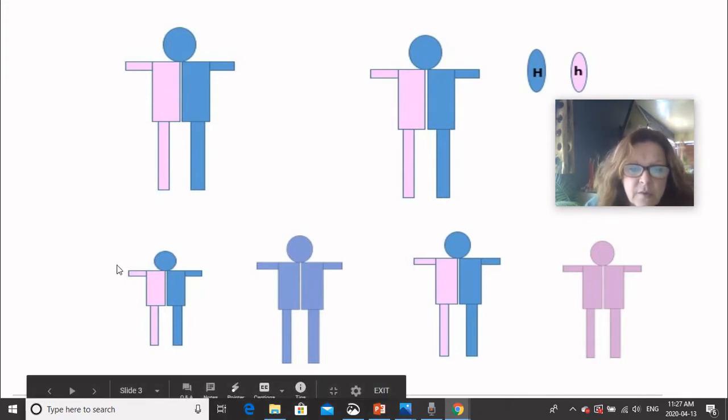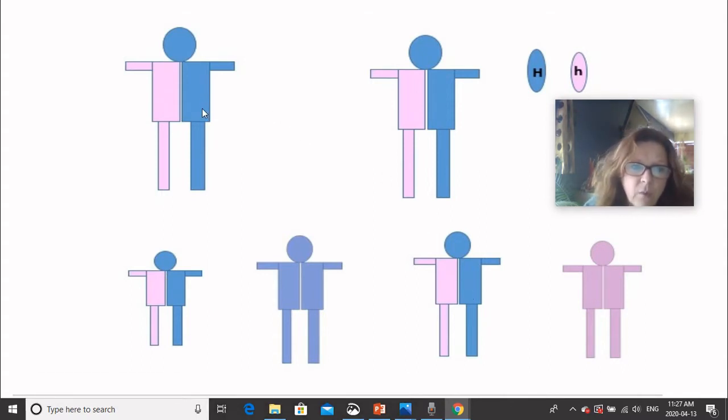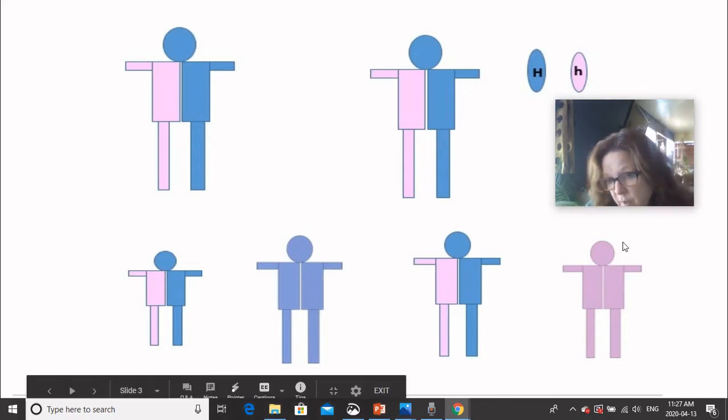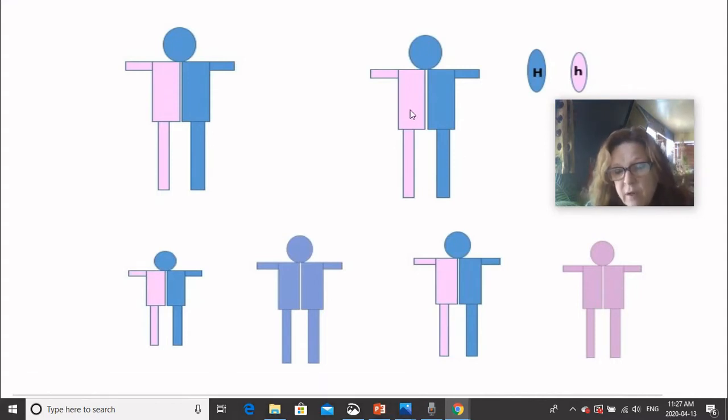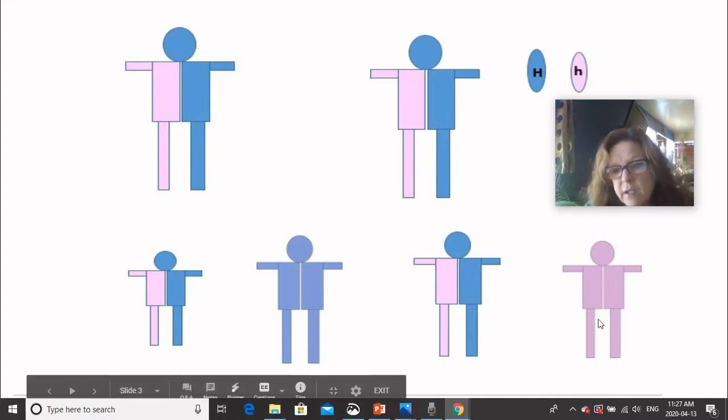So see, this one and this one are both carriers. So one could have got this blue healthy allele from this parent and the pink from this parent. And the opposite could be true. Could have got the pink from this parent and the blue from this parent. A child could also get the blue from each parent, the blue being the healthy allele, and be perfectly healthy and not a carrier. But here's the 25% chance. You could have gotten each parent's pink allele, and that would mean you would have the condition. So that's generally the pattern that we see.